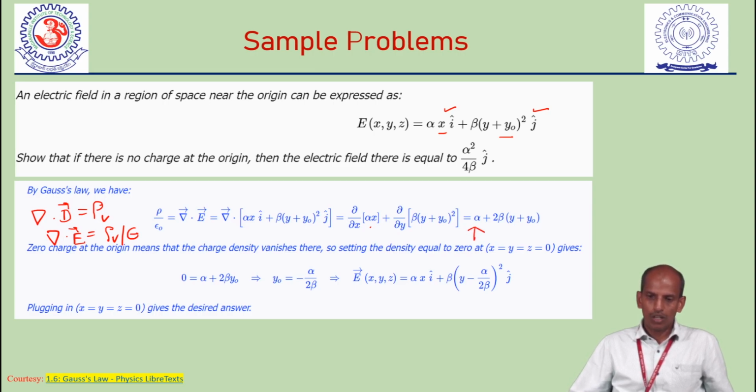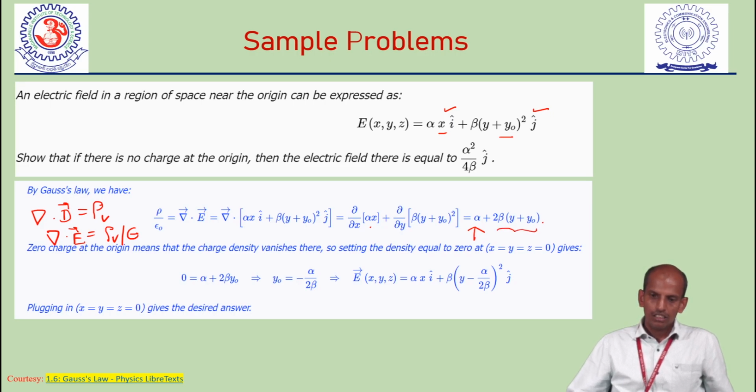When I take the partial derivative of beta times (y plus y naught) squared, I will simply get 2 times beta into (y plus y naught), and y naught is a constant. So for y plus y naught, the y derivative will be 1 and the y naught derivative will be 0. So this is multiplied with 1, which will give me the same quantity as this one, right?